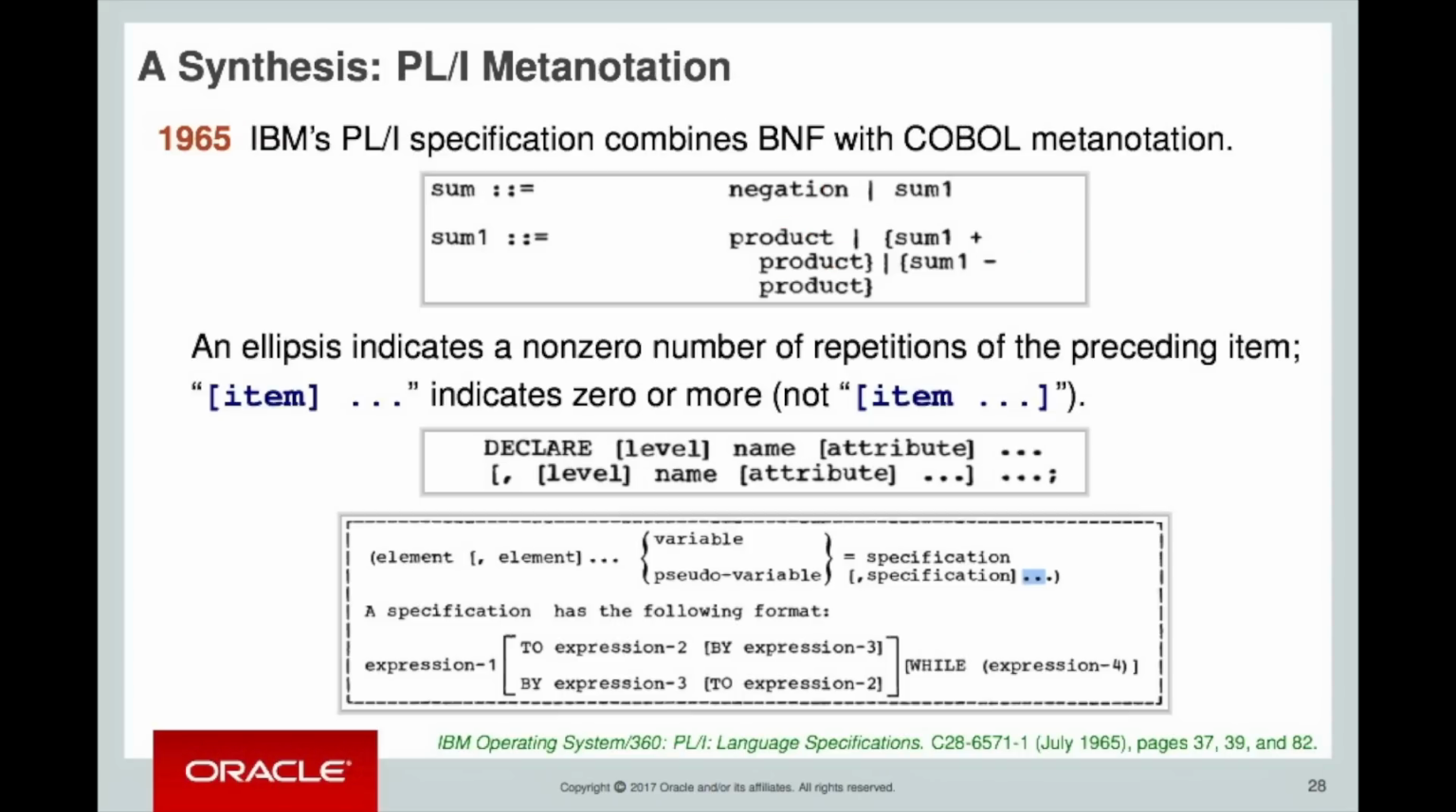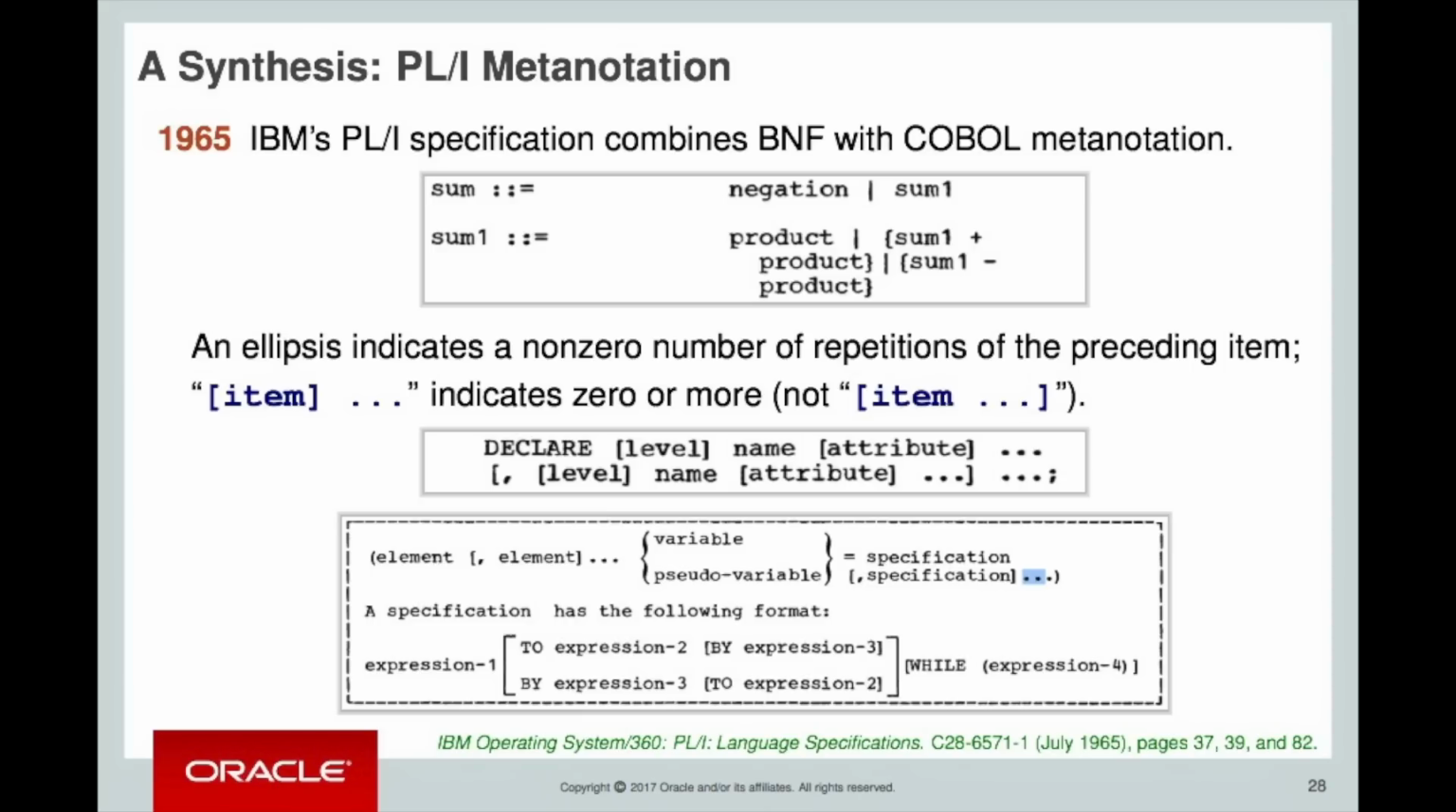Five years later, 1965, PL/1 comes out, and IBM's PL/1 specification uses an interesting combination of BNF and COBOL metanotation. In the top box, you'll see a part of the expression syntax, and that is pure BNF, using braces for a grouping symbol. But in the middle box, you can see the description of a declaration, and they have used an ellipsis to indicate a non-zero number of repetitions of the preceding item, and if it's in brackets, it's optional.